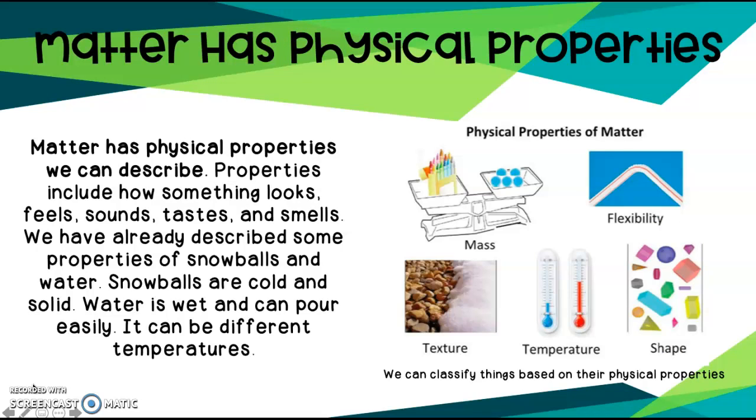Matter has physical properties we can describe. Properties include how something looks, feels, sounds, tastes, and smells. We have already described some properties of snowballs and water. Snowballs are cold and solid. Water is wet and can pour easily. It can be different temperatures. On the right side here, you have a physical properties of matter chart. It just shows you the different properties, some examples like mass, flexibility, texture, temperature, shape. We can classify things based on those physical properties.